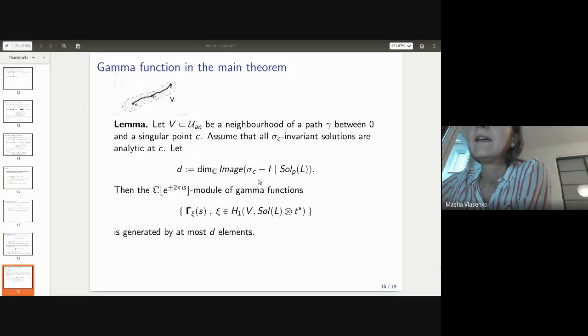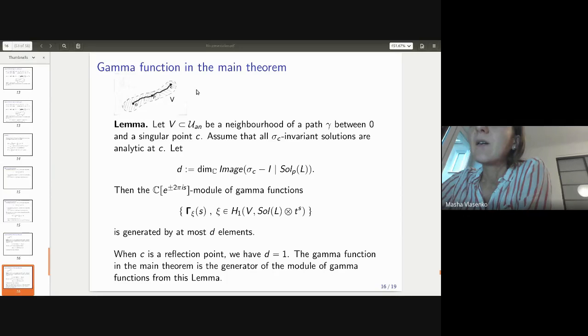But in general, there is some dimension, the rank of the variation of the local monodromy at c. Then the respective module of gamma functions, which are supported in this neighborhood, so it means that we are taking loops of integration belonging to this neighborhood of the path, is generated by at most d elements. In particular, for the reflection point, we have one interesting gamma function in our situation, something which is defined around this path. And this is the gamma function in the main theorem.